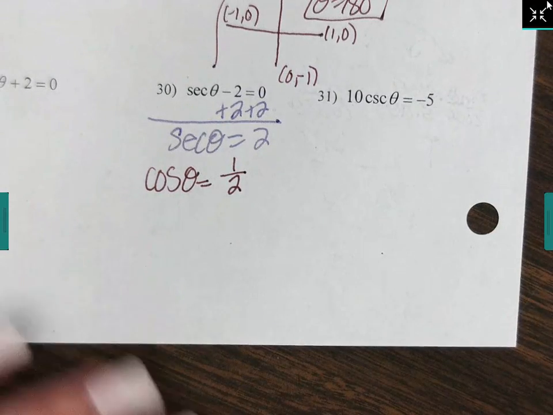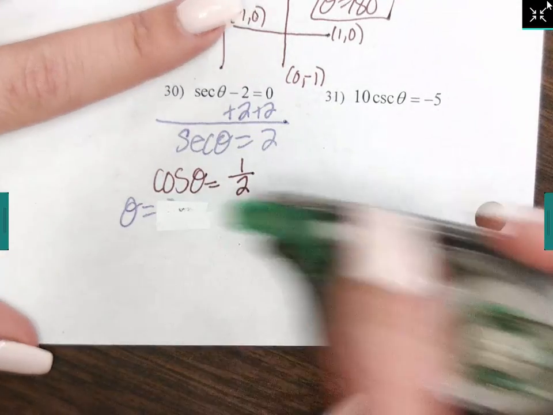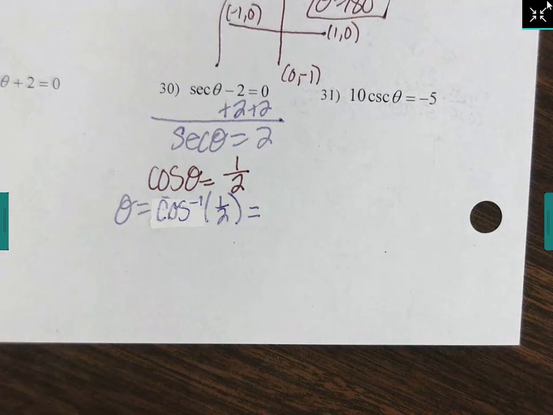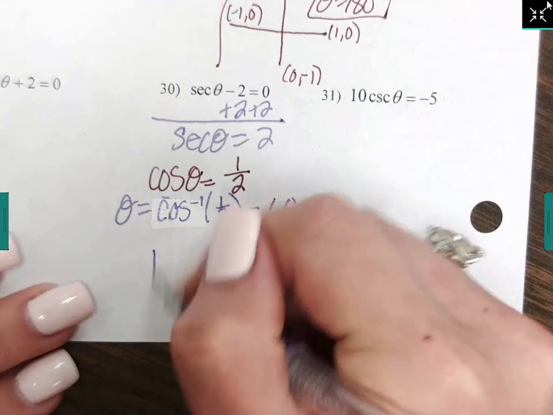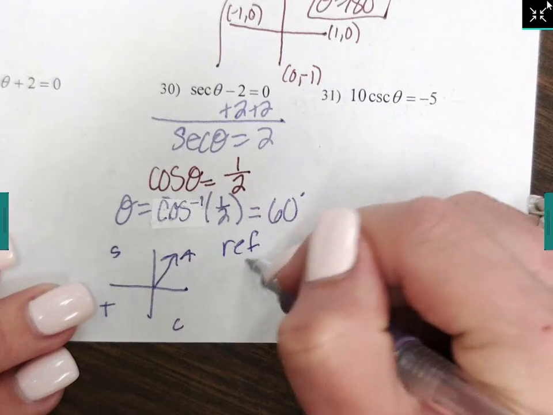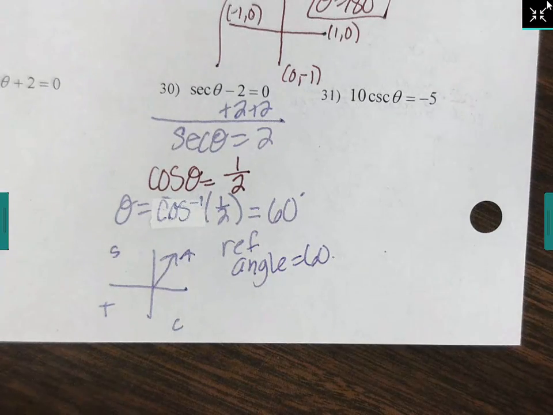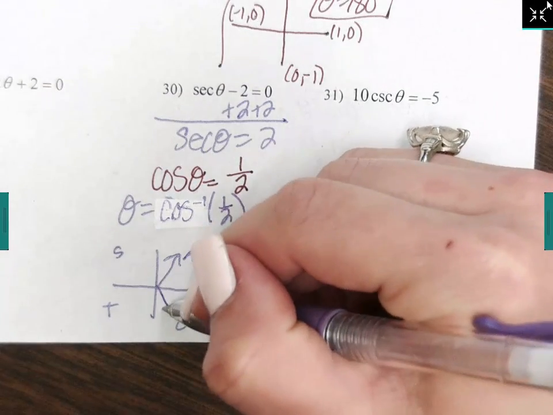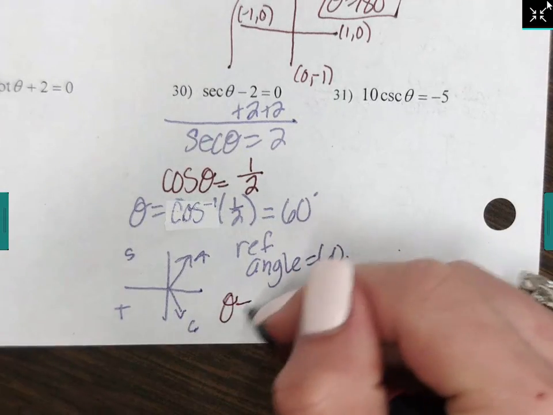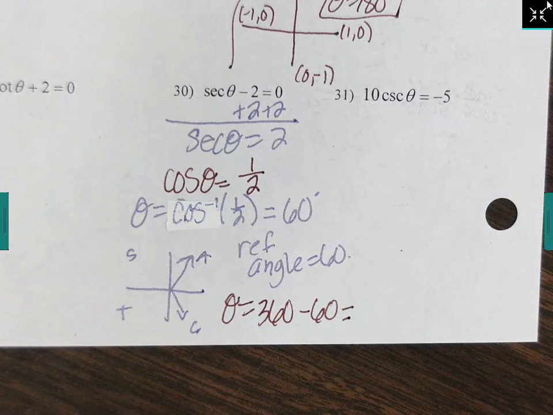From this point on, all we have to do is find theta. What's the cosine inverse of 1/2? Is that 60 degrees? All right, so when we graph this, after remembering All Students Take Calculus, 60 degrees is here, and it's also our reference angle. Where else is our cosine positive? The 4th quadrant, because the C stands for cosine, only cosine is positive. Since we're in the 4th quadrant, theta is equal to 360 minus our reference angle, 60 degrees. That leaves us with theta is equal to 300 degrees.